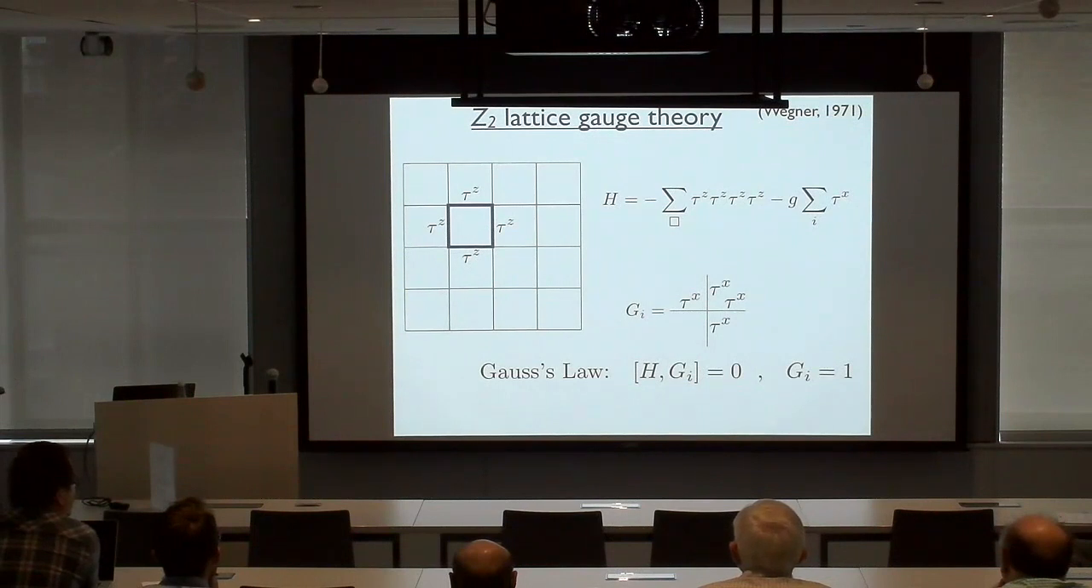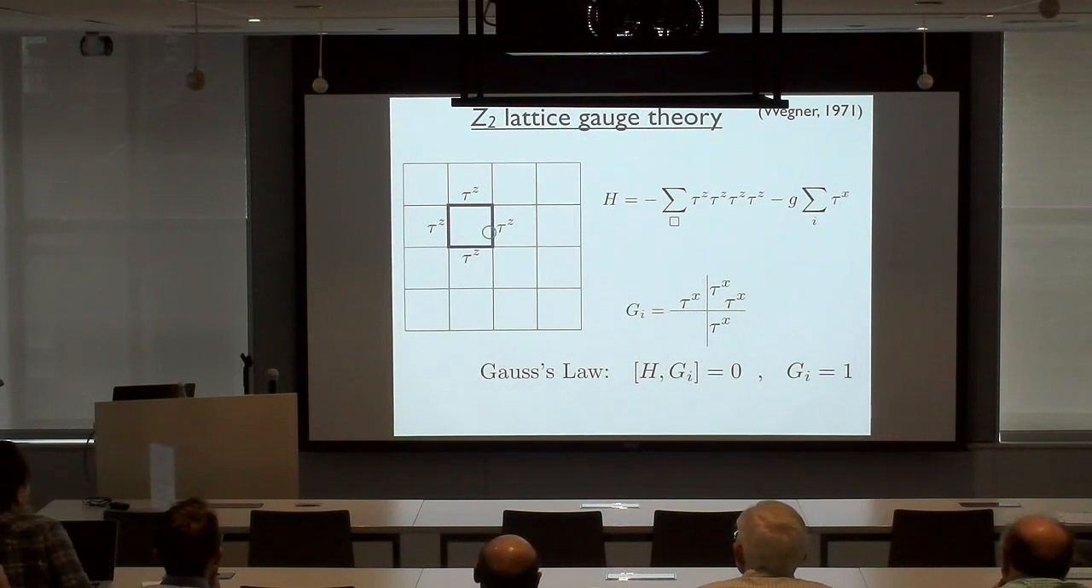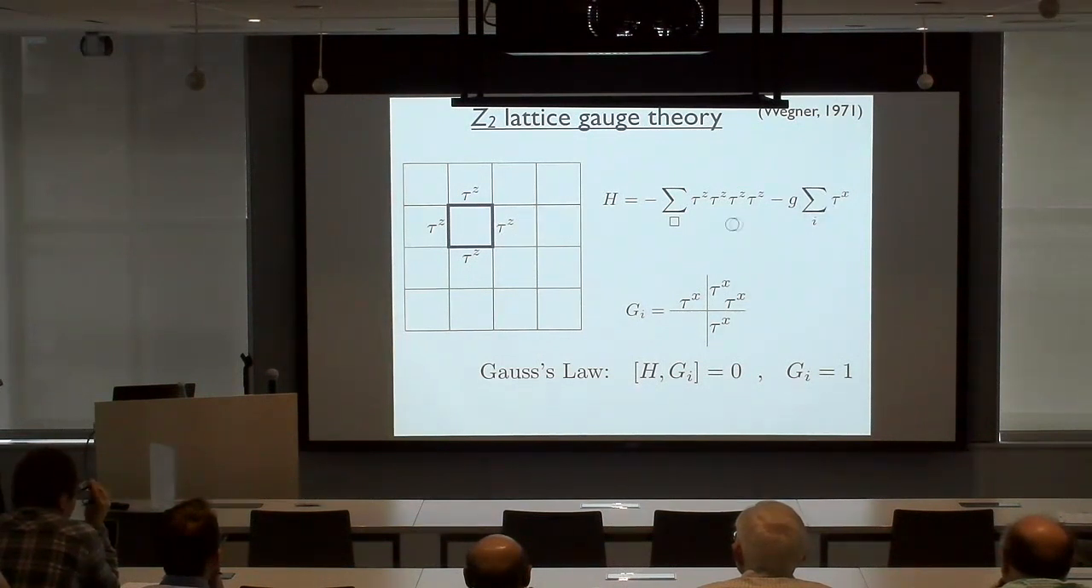Anyway, so let me begin with the earliest example of such a state, and that's Wegner's 1971 Ising or Z2 lattice gauge theory. This is a model on the square lattice, for example, where on each link of the square lattice you have a qubit. So there's a spin-1/2 degree of freedom that can point up or down on each link of the lattice, and the tau z and tau x are the Pauli matrices that act on that qubit. So this is the particular Hamiltonian that Wegner considered. He didn't use this language, he used a more classical language, but anyway.